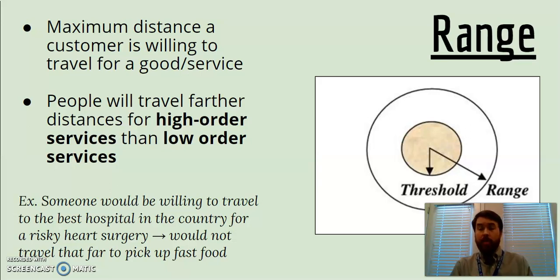So the range is pretty far for things like finding the best doctor to help me improve my health. The range is not so far to pick up McDonald's because they're everywhere. You can throw a rock and hit a McDonald's in the United States. So range is the maximum distance a customer is willing to travel for a good or service.